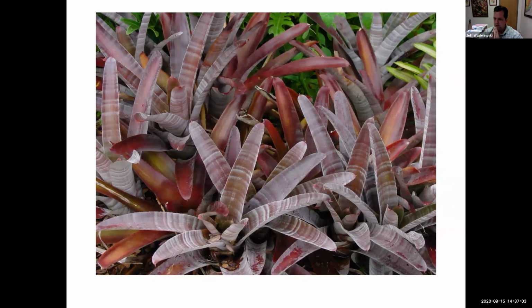And then Carrie is asking, should we cut by the nodes or does that not make a difference? So bromeliads, you're not going to have nodes, and I'll show you a picture of that later.